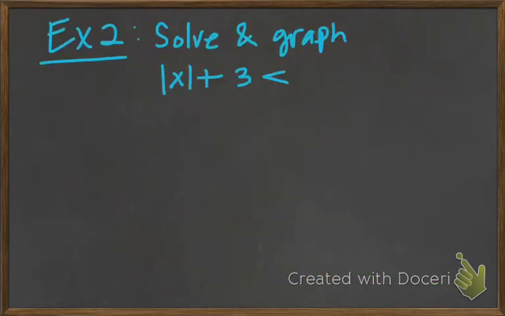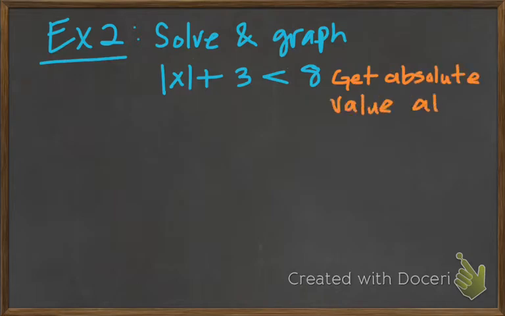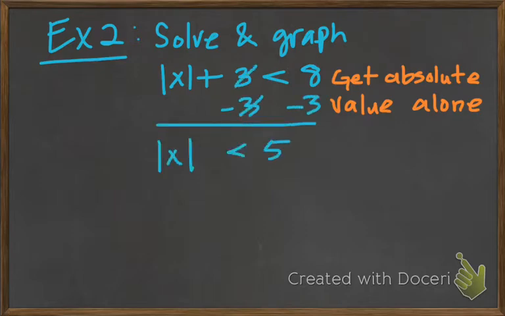Example 2, solve and graph the absolute value of x plus 3 is less than 8. So one of the things, remember, just solving an equation, our goal is to get the absolute value all alone or by itself. So what we'll do is we'll subtract 3 from both sides of the inequality. 3 take away 3 is nothing. 8 take away 3 is 5. We have the absolute value of x is less than 5.